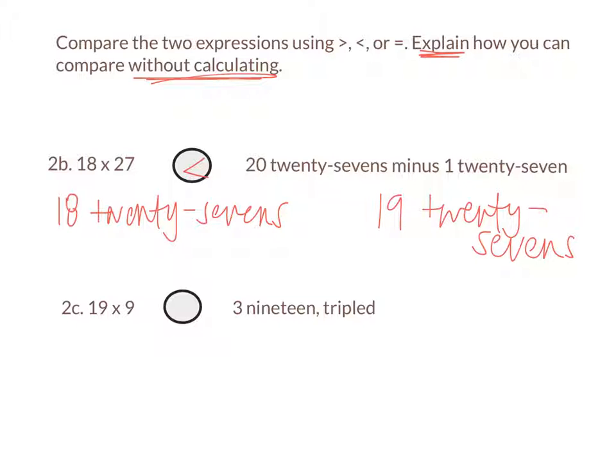So I need to put this here. However, am I done? No, because I need to explain using words. So what's one way I could explain? Well, I could explain what we just thought about, writing it out. I could say, well, on the left side, I only have 18 27s, but on the right side, if I had 20 27s and I took one away, there are 19. 19 of something is more than 18 of something, so 19 27s is more than 18 27s. Do you see how you could explain it using words like that? Take some time right now and write your own explanation for number 2B.